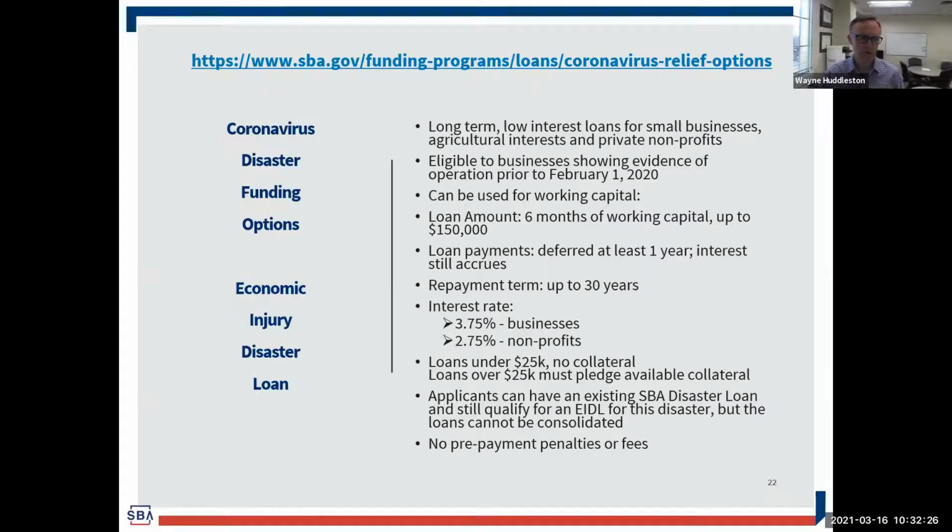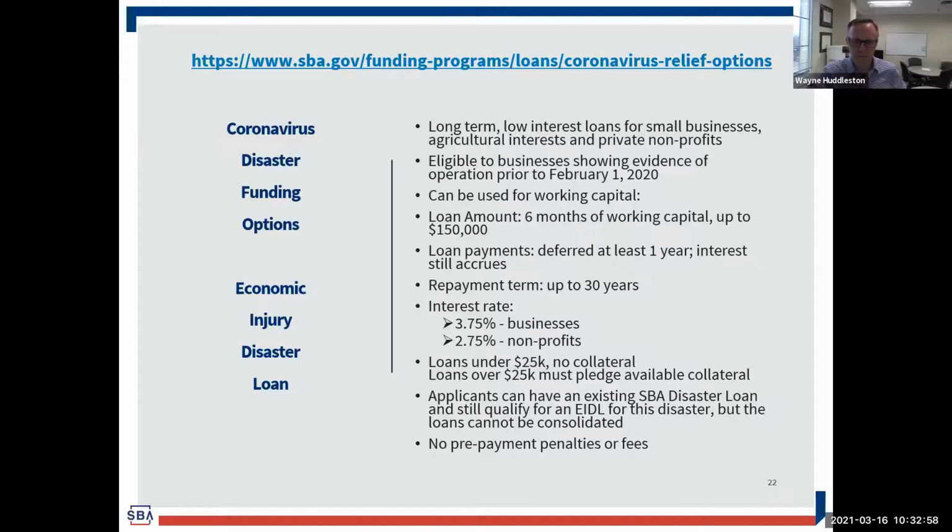They are loans that can provide up to 6 months of working capital, up to a high of $150,000. You have to have been in business prior to February 1st. This is not to help you start a new business during a pandemic. This is to help businesses who are already established get through a very difficult time. The payments on those, if you're approved, are deferred at least a year, so they have been deferred a year for everyone who took out a loan prior to or during 2020.